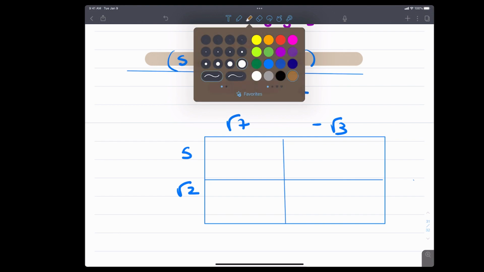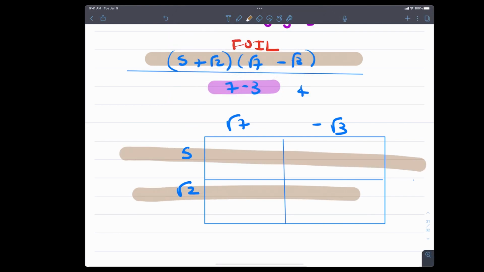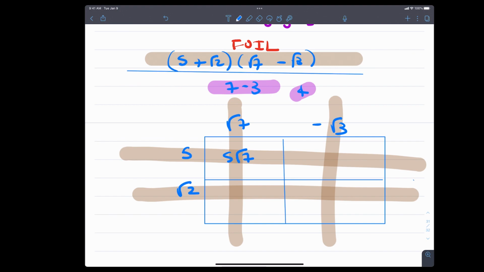So the FOIL on top, I want to illustrate to you guys. The formula on bottom gave you a 4. Okay, 5 times the square root of 7, isn't that 5 square root of 7? Then a positive times a negative, isn't that going to be a negative? So it's negative 5 square root of 3. Square root of 2 times 7, isn't that square root of 14? Positive times a negative, square root of what? 6.